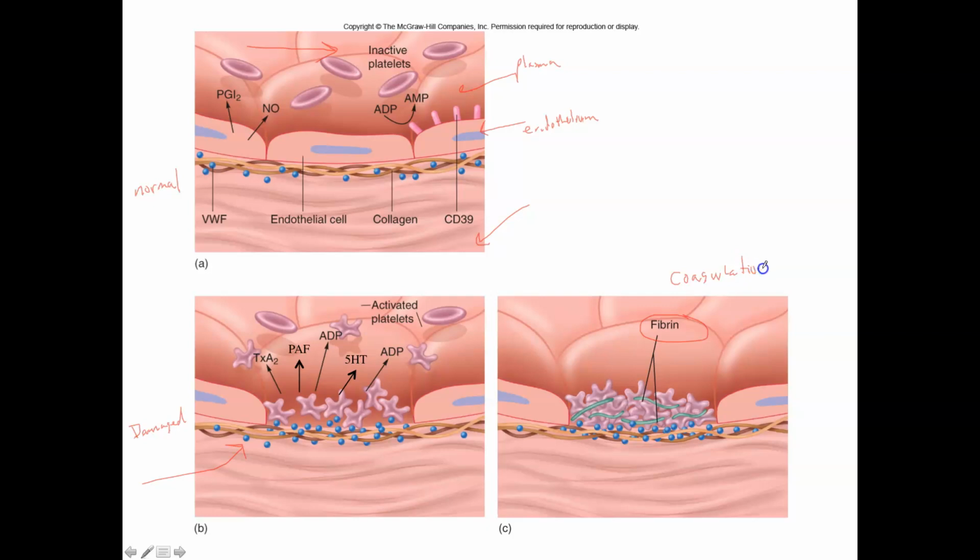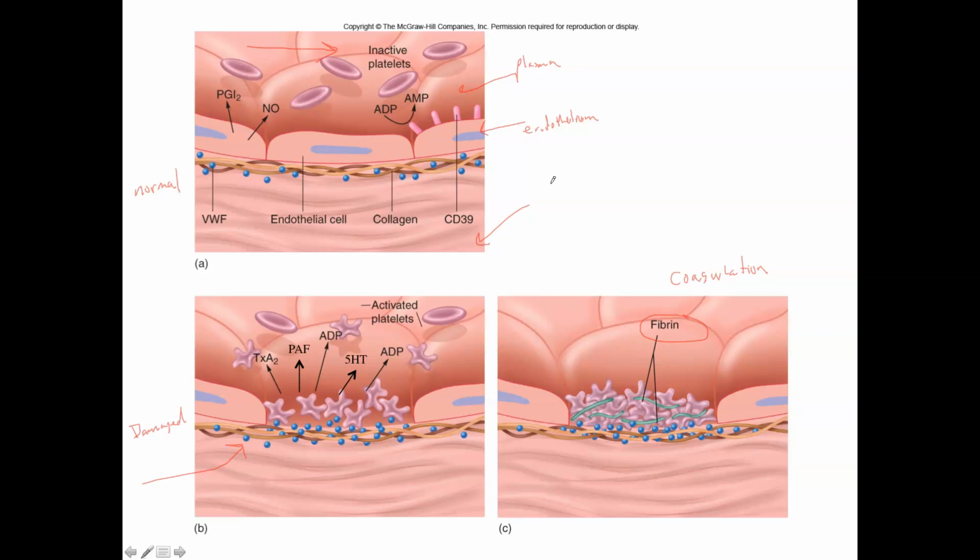So let's start with the normal vessel. Why is it that platelets aren't normally sticking to a normal blood vessel wall? Why do platelets not normally stick to the endothelium? Well, endothelial cells are producing chemicals that are actually going to prevent the platelets from sticking to the healthy endothelium.